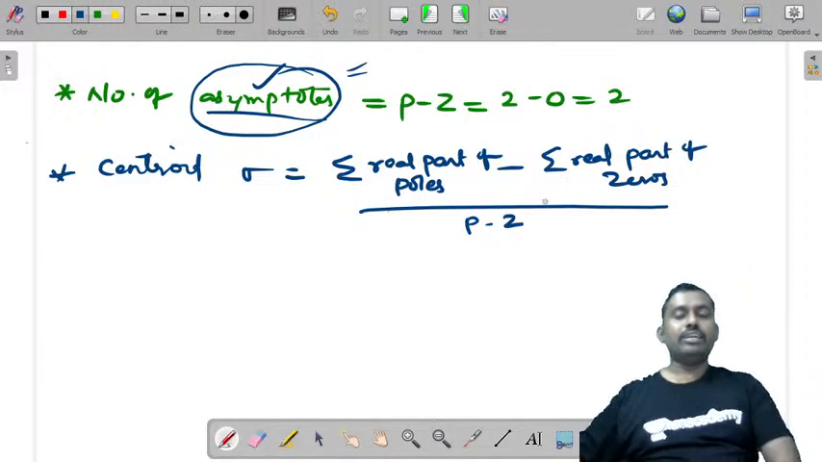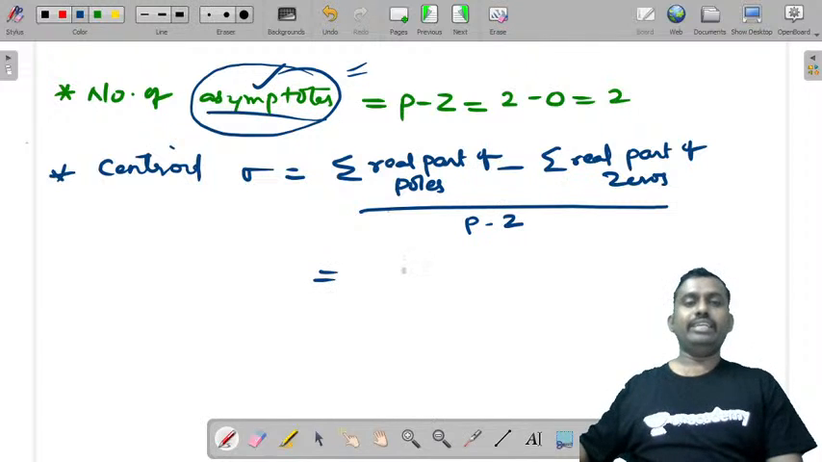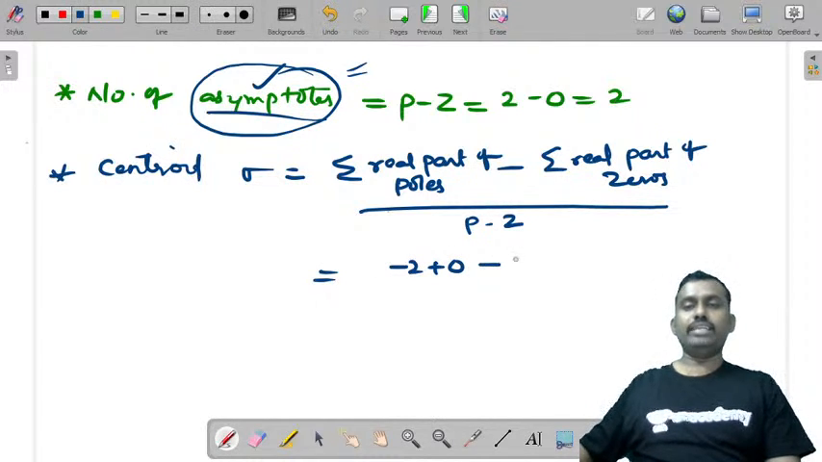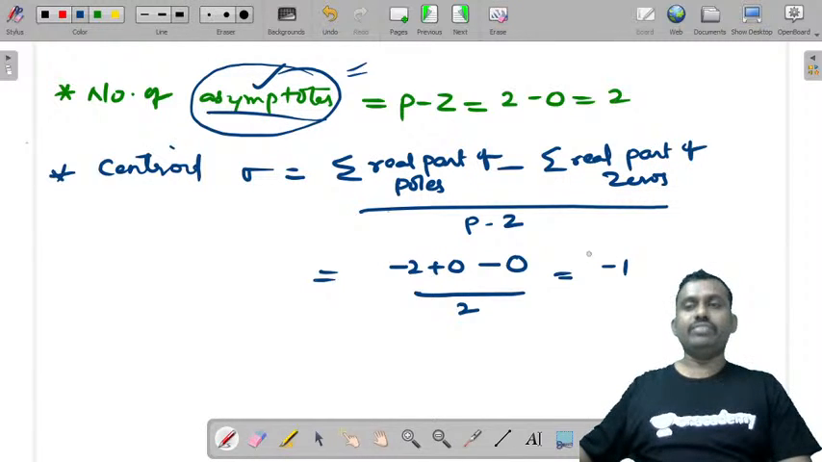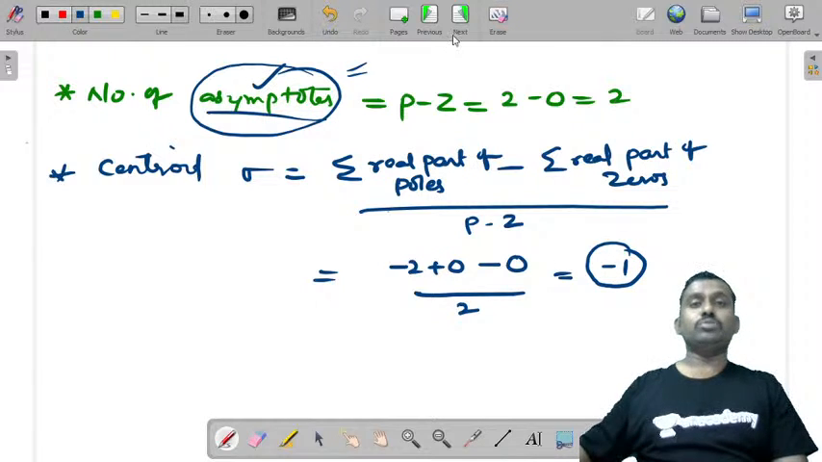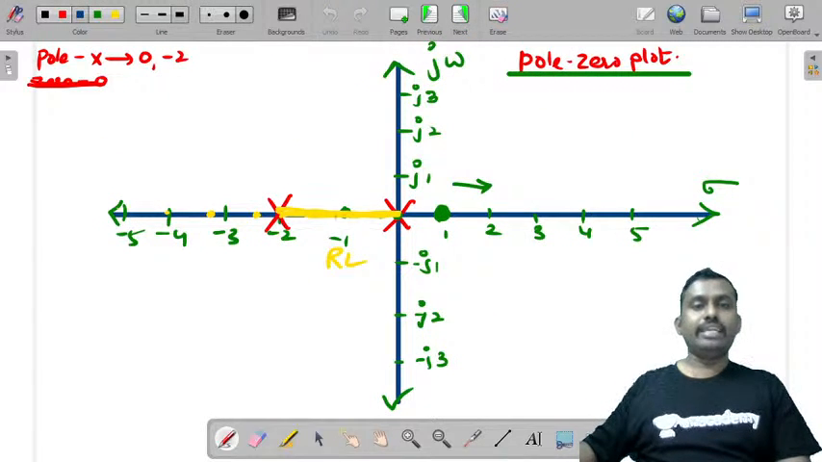So this is a centroid expression. We have the real part of poles as minus 2 and 0, no zeros, divided by poles minus zeros, which is 2. So it is minus 1. Sum of real part of poles minus sum of real part of zeros over P minus Z. That means we need to draw a straight line at minus 1. This is the centroid we have found.